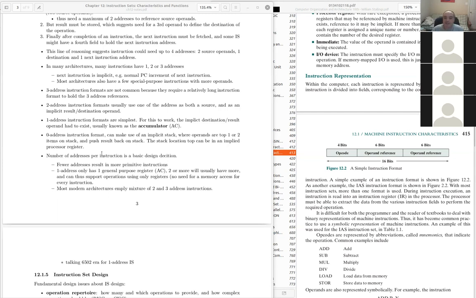A stack-based machine is kind of similar to a stack-based automata. So anyway, for the zero address instruction format, your operands assume a stack, and then all input operands and output operands are popped from the stack and are pushed back onto the stack.